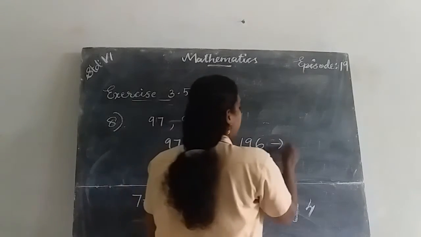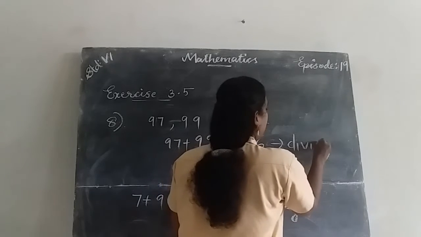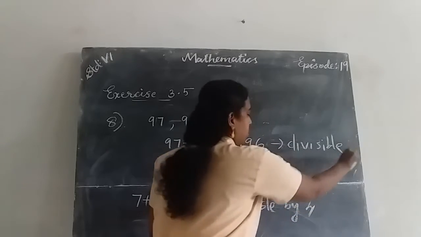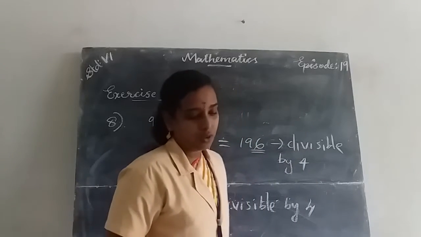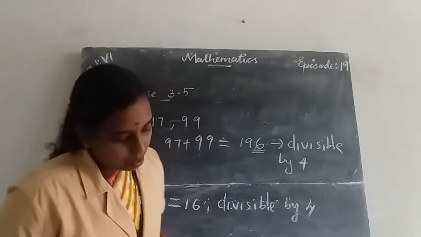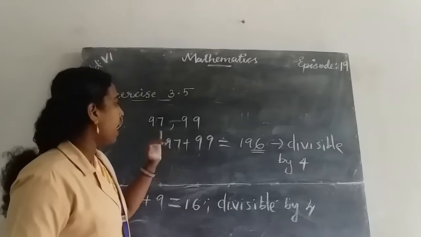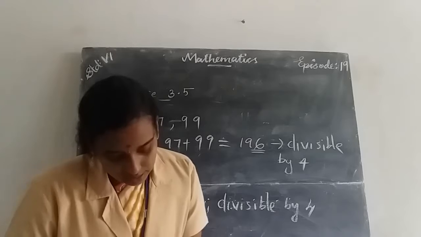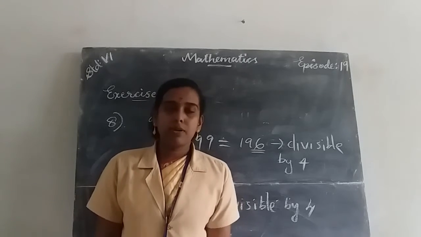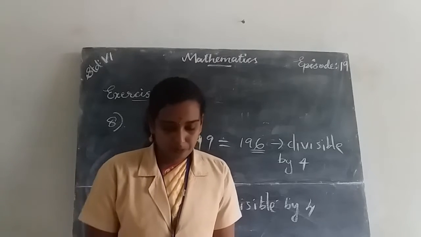It is also divisible by 4. So hence the sum of the numbers is divisible by 4. So the sum of two consecutive odd numbers is divisible by 4.